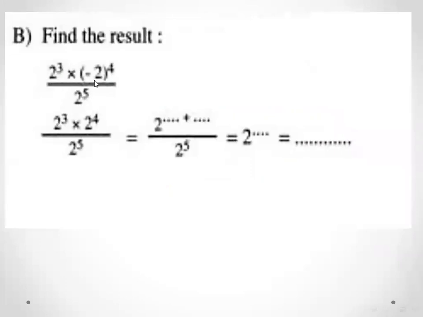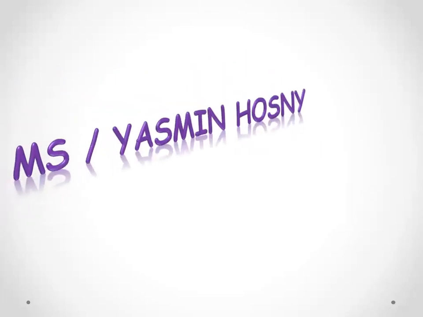Find the result. 2 to the power 3 times 2 to the power 4, divided by 2 to the power 5. He needs me to complete the dots. Multiplying two numbers with the same base, I'm going to add the powers. 3 plus 4 equals 7. Then divide. I have 2 to the power 7 divided by 2 to the power 5. This means I'm going to subtract the powers. 2 to the power 7 minus 5 equals 2 to the power 2 equals 4.